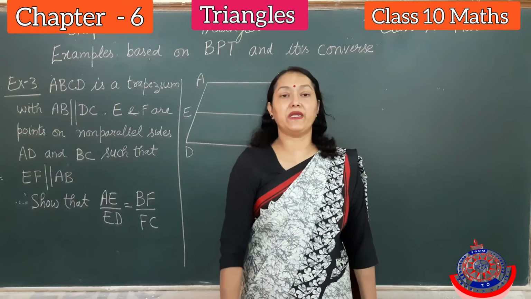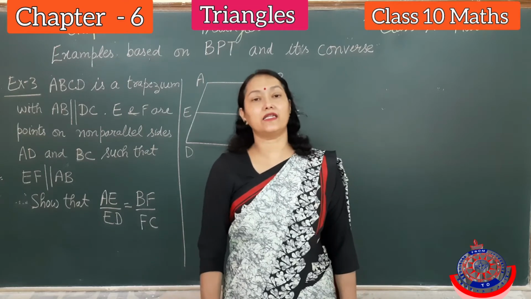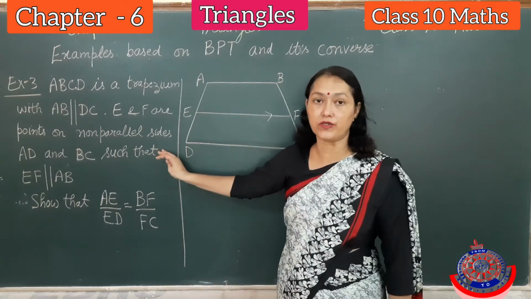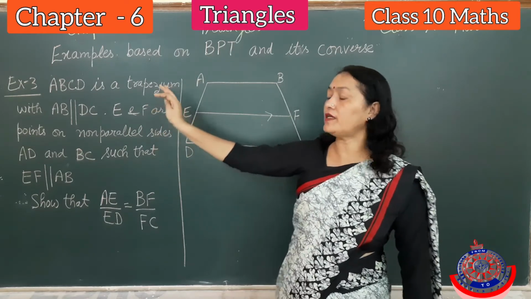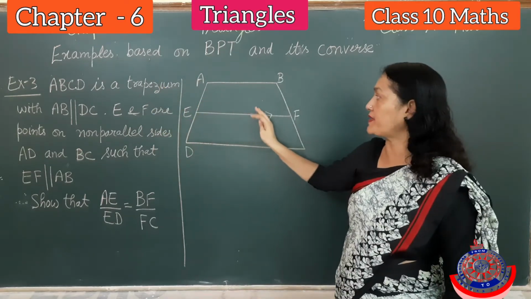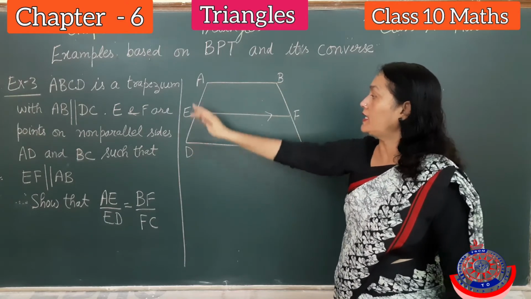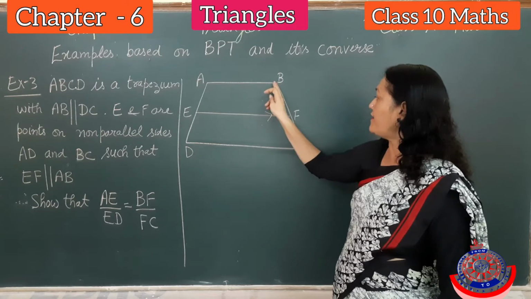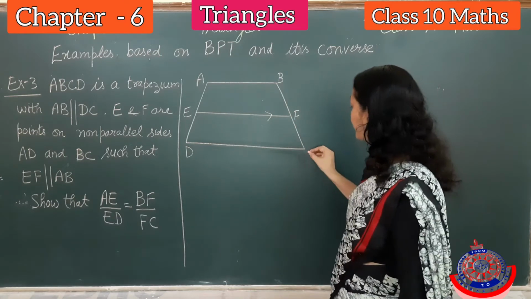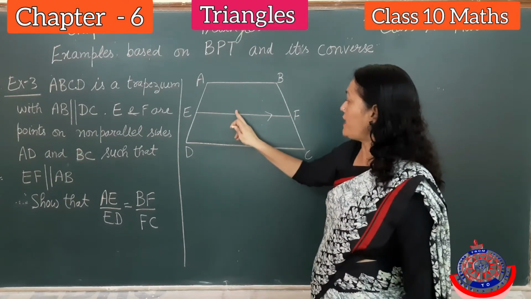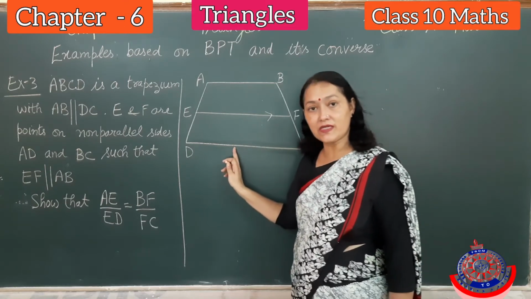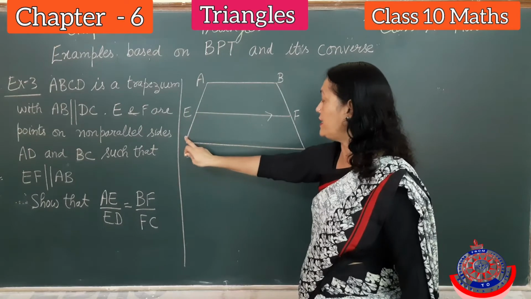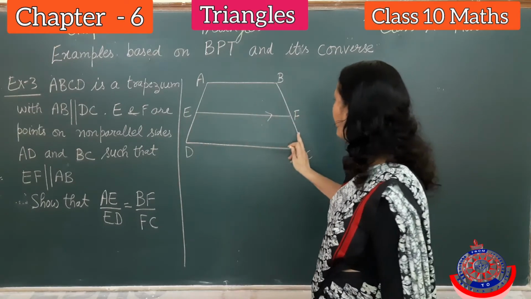We have used BPT for triangles. Let us see whether BPT is useful for a trapezium or not. Here I have taken a question where ABCD is a trapezium, and E is a point on side AD and F is a point on side BC. EF parallel to DC is given to us, and we have to prove that AE upon AD is the same as BF upon FC.